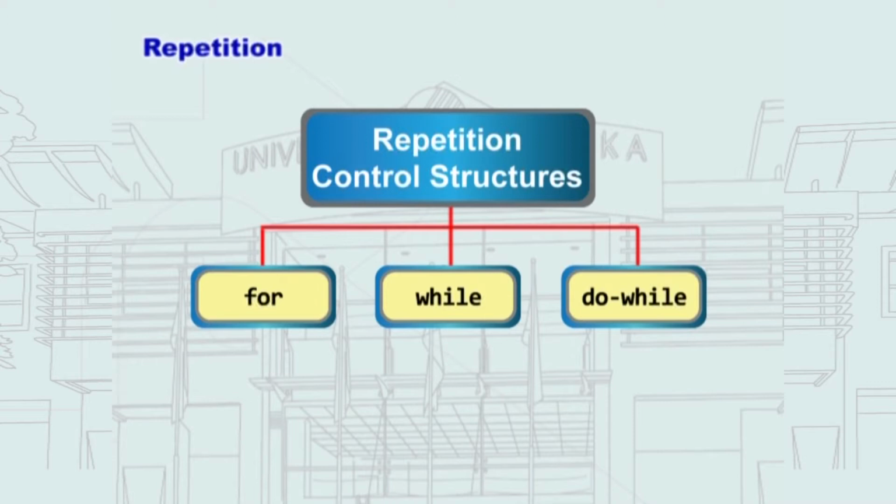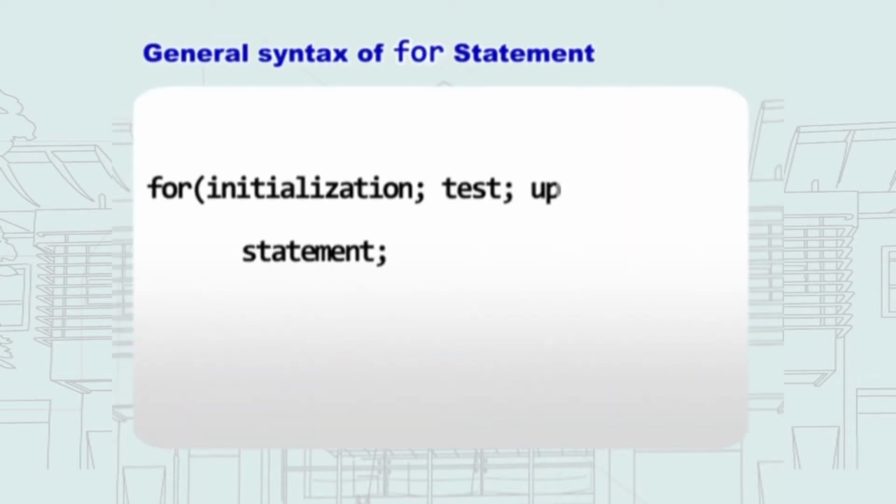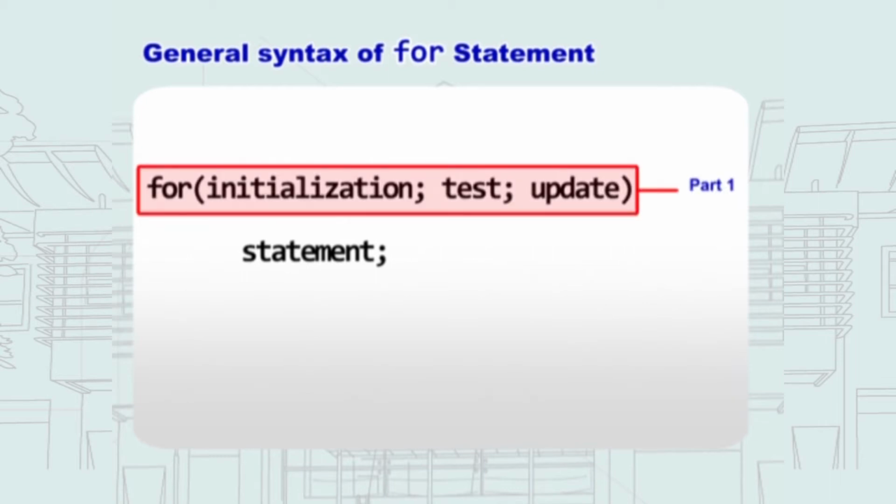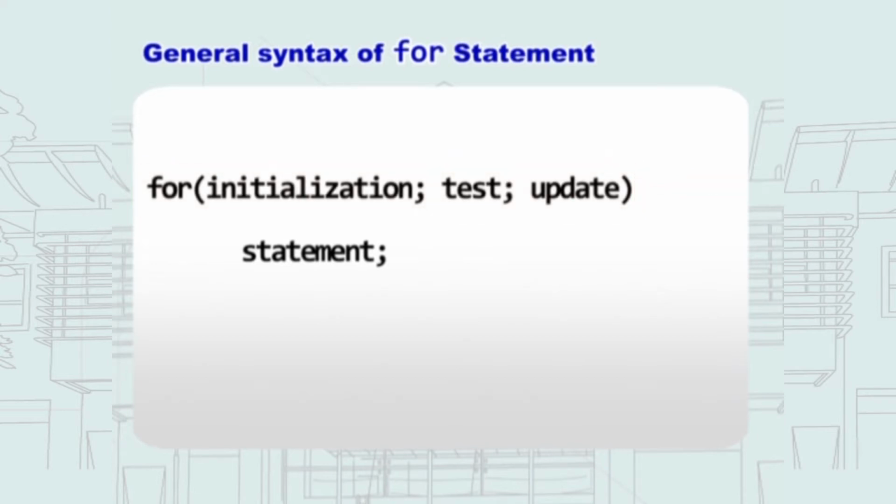Take a look at the following syntax. There are two parts in the syntax. The first one is the head. The head contains the word for and followed with a pair of brackets that contains initialization, test, and update.